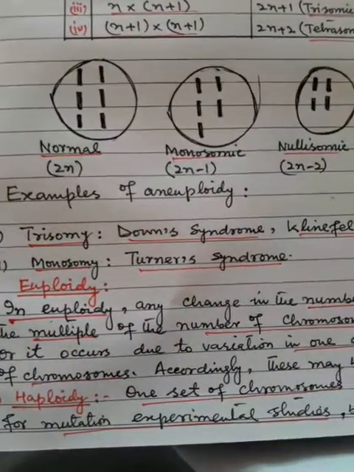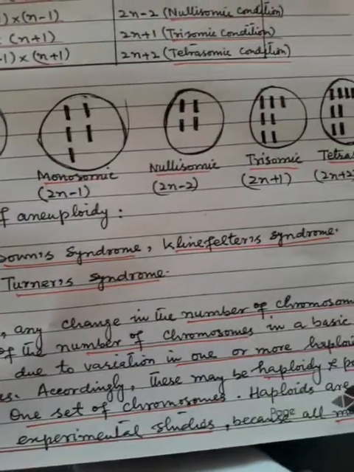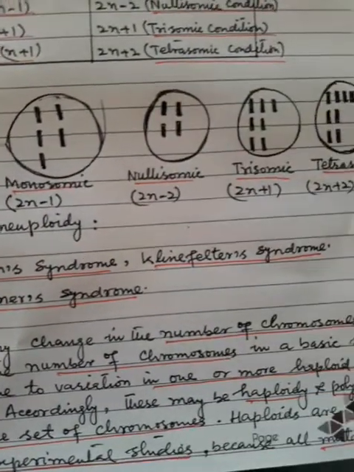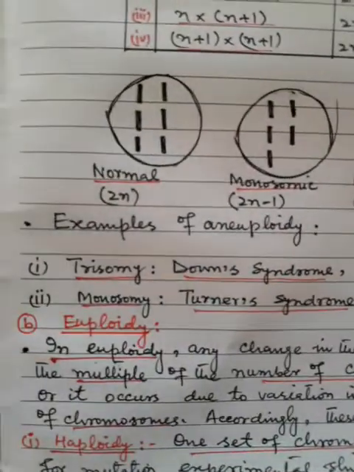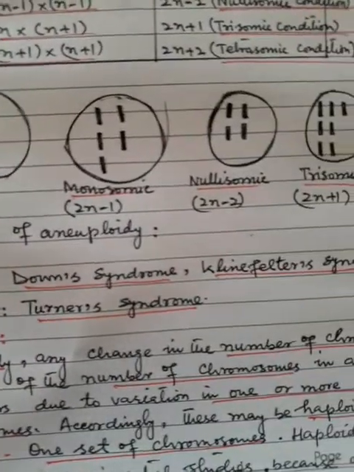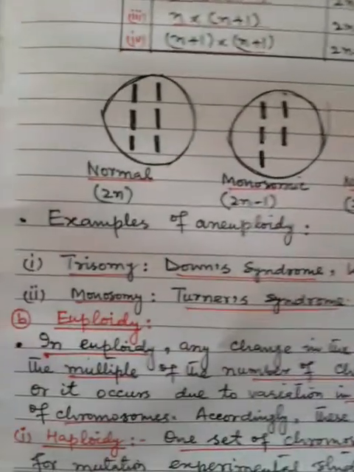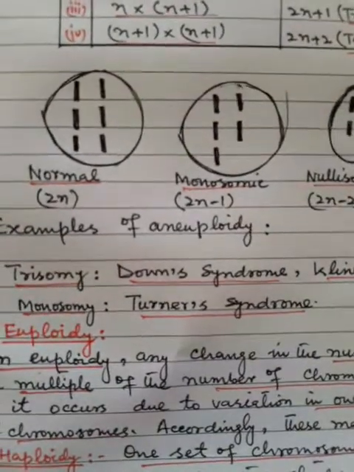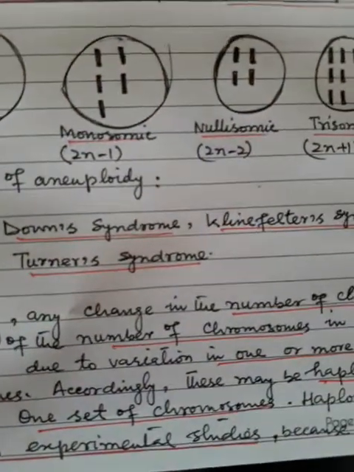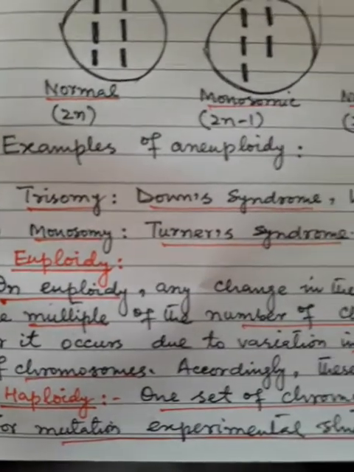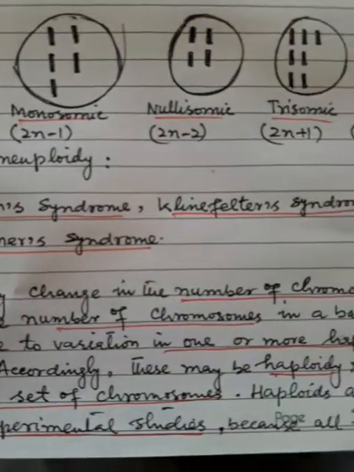Now, type B of genomic mutation, that is euploidy. In euploidy, any change in the number of chromosomes is a multiple of the number of chromosomes in a basic set, or it occurs due to variation in one or more haploid sets of chromosomes. Accordingly, these may be haploidy or polyploidy.